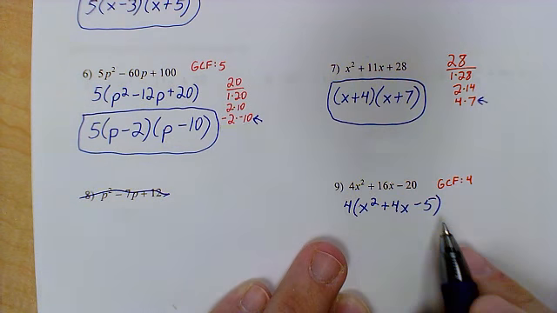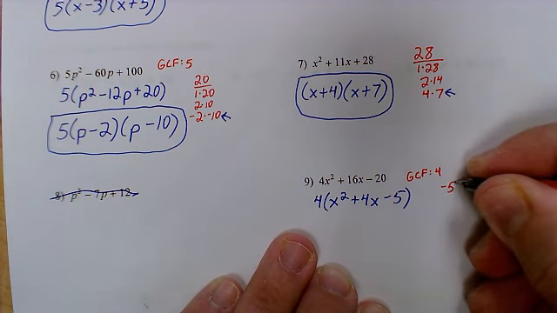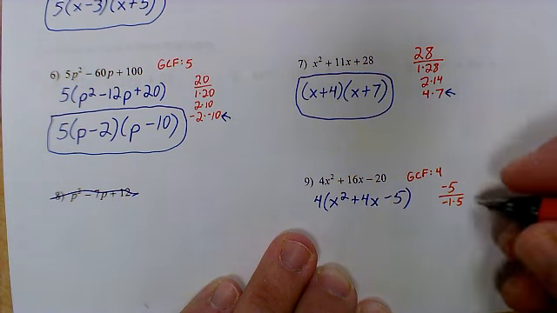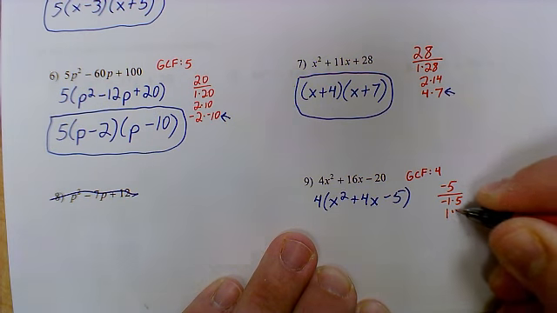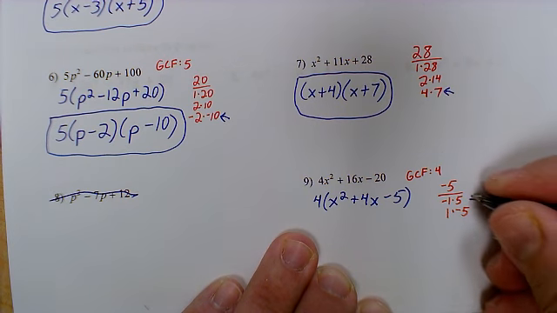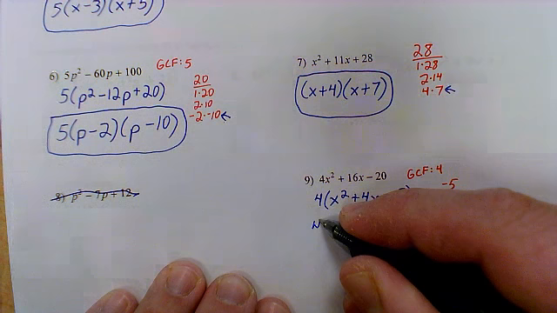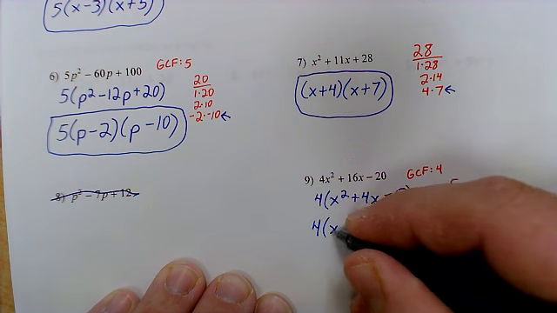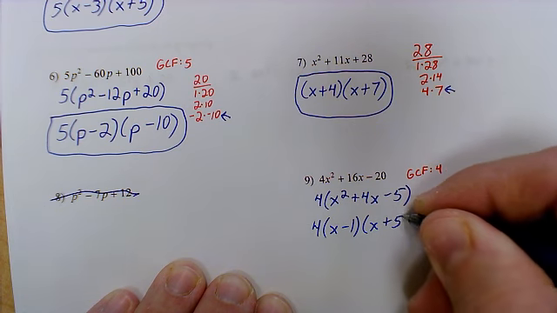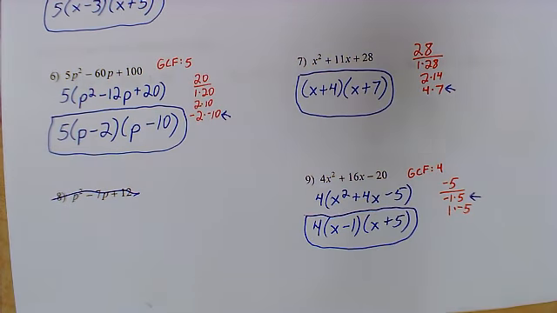Now I'm going to see if there's anything that multiplies to negative 5 that adds to 4. And 5 is a prime number, so this ends up being pretty easy. It's either negative 1 times 5 or 1 times negative 5. And sure enough, it's the first pair that I wrote down that will add to positive 4. So here we go. 4 times x minus 1 times x plus 5. Okay, so that covers the lesson.